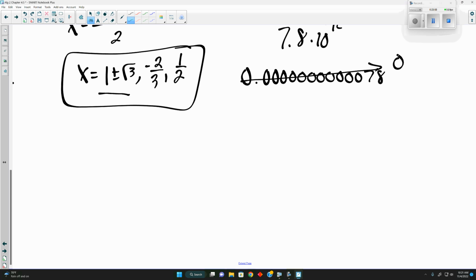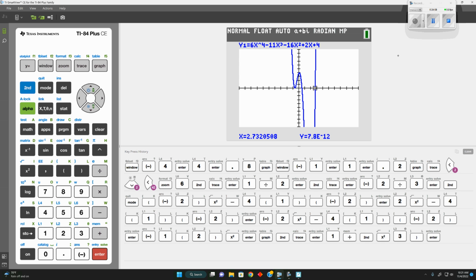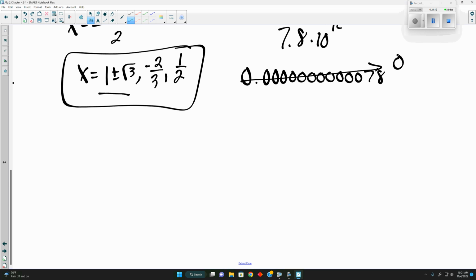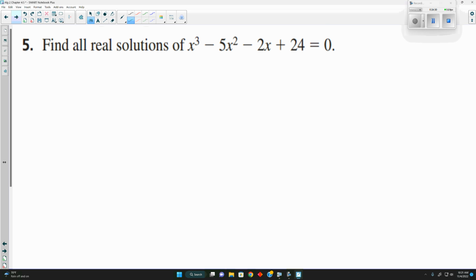Because again, it's using pixels on that screen, and the size of one of those pixels is about 7.8 times 10 to the negative 12th. So it's that really small rounding error. So we can actually use the calculator to help us approximate these. Questions on this here? The other one where we stored a value into x. So I could have stored this value into x and then typed it out and see, does it give me 0? Plugged it back in. Any questions on these here?